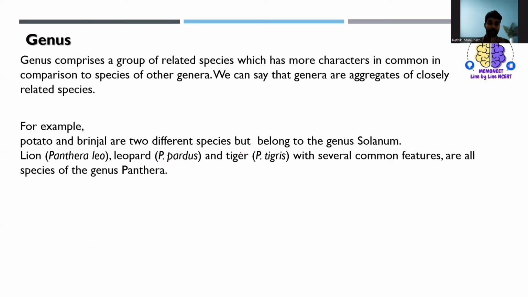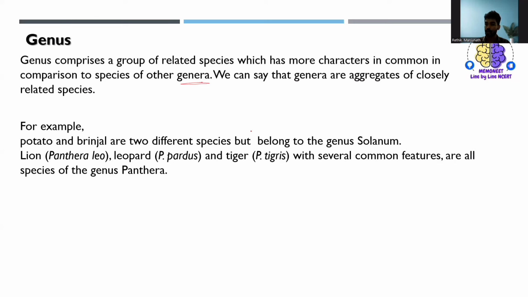Okay. The second one is the genus. When I'm talking about the genus, it normally comprises a group of related species. As I said in the example of the classroom, you can consider the entire classroom, boys and girls, as one class, one category, based on somewhat similar characteristics. Therefore, a genus comprises a group of related species which have more characters in common compared to the species of other genera. Clear? So we can say that genera are aggregates of closely related species.